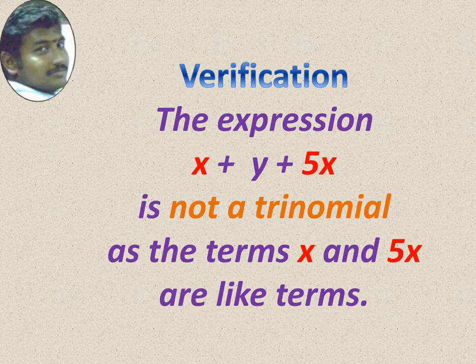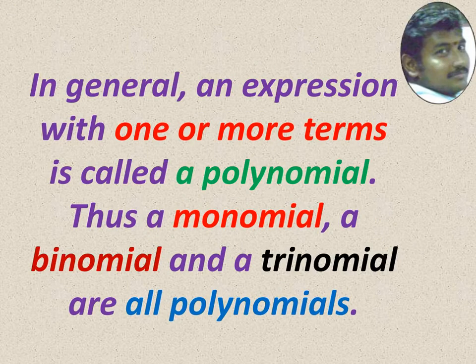Look here. The expression x plus y plus 5x is not a trinomial because two like terms are there, x and 5x. Two like terms are there, so it is not a trinomial. We can say it is a binomial, since we can convert it to 6x plus y. We only have to see unlike terms.